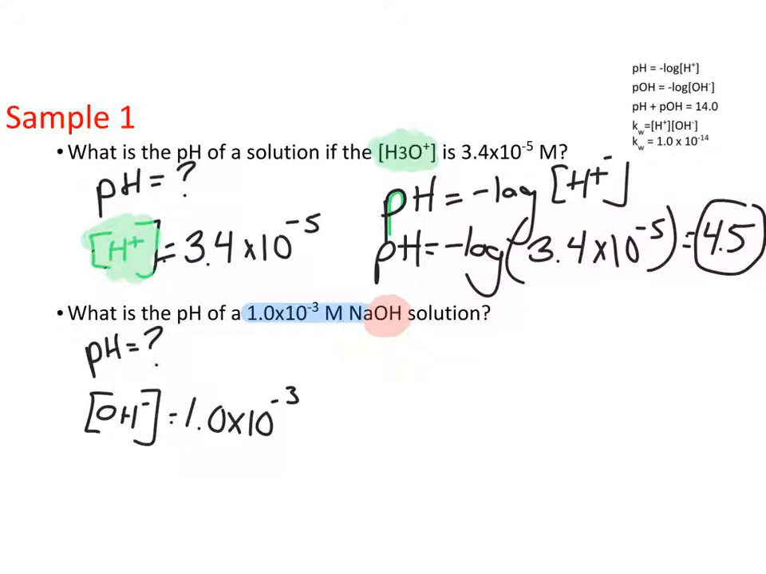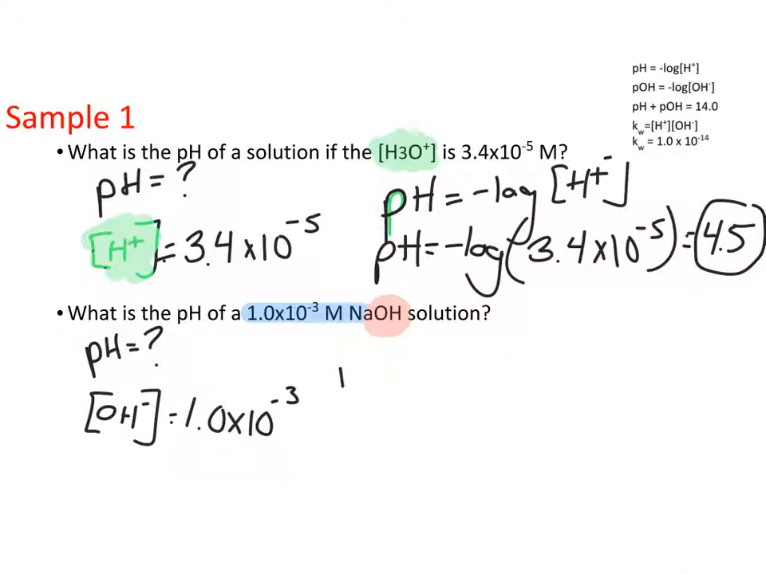So I could plug my hydroxide in right there, use this equation, because I know Kw, and find my hydrogen ion concentration, plug into this formula to get the pH. Or, and this way I like better, I can plug in for hydroxide, find my pOH, and then I just have to subtract it from 14 to get my pH. I think that way is a little bit easier.